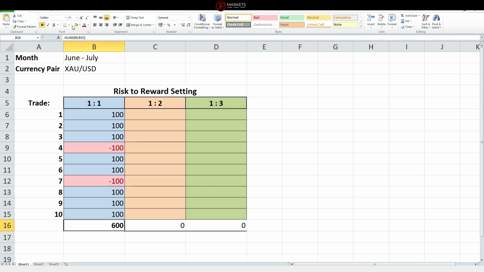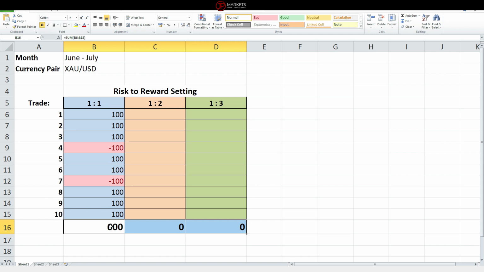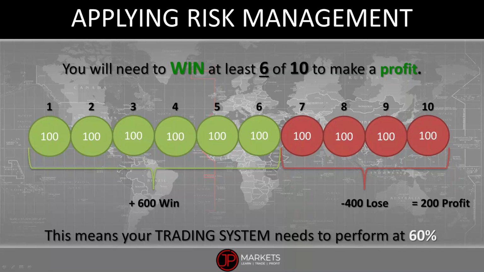Let me make that nice and bold and big. Okay, there we go. We made 600 bucks from the 1:1 ratio. Basically our system was 80% correct, right? So out of 10 trades it got 8 trades correct, but we only made 600 rands. So it performed much better than our example here, which had to be at least 60%.